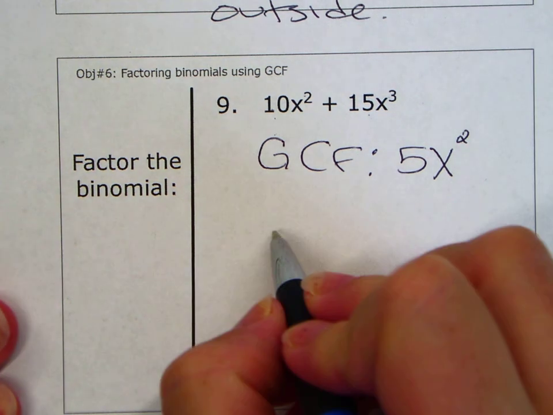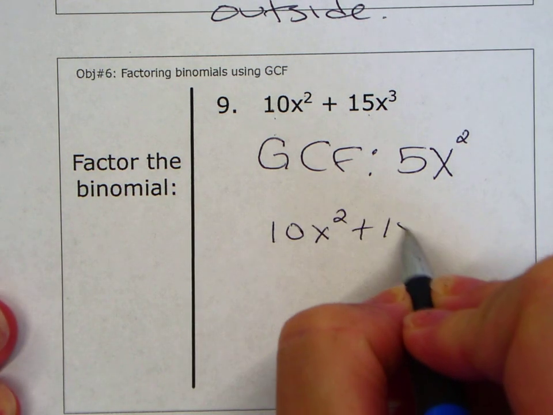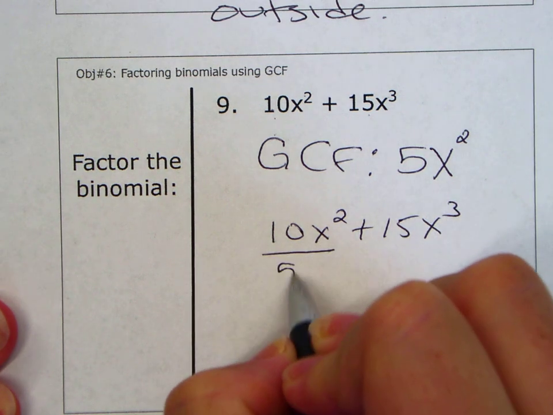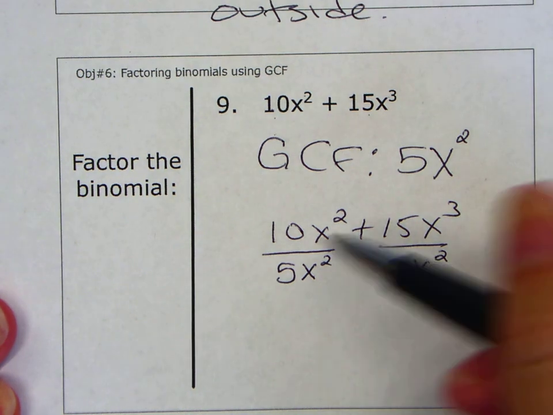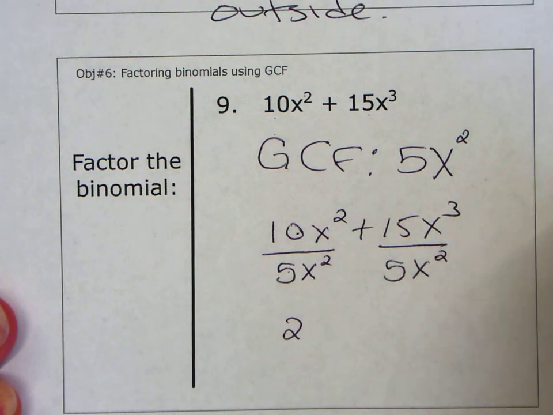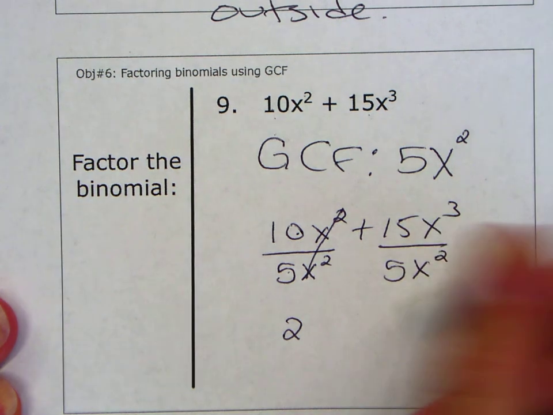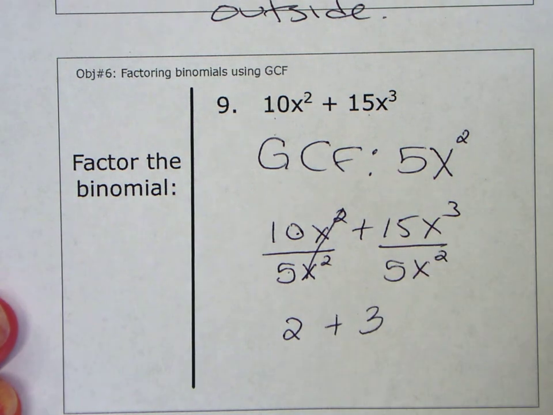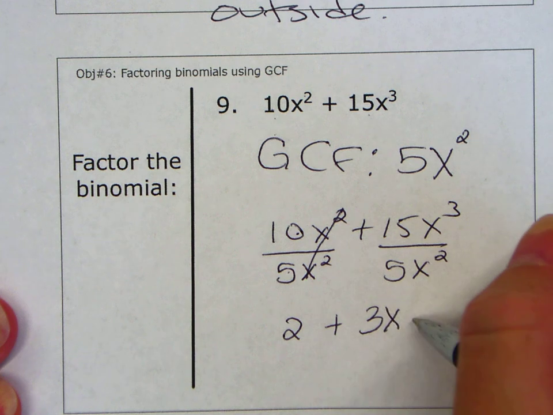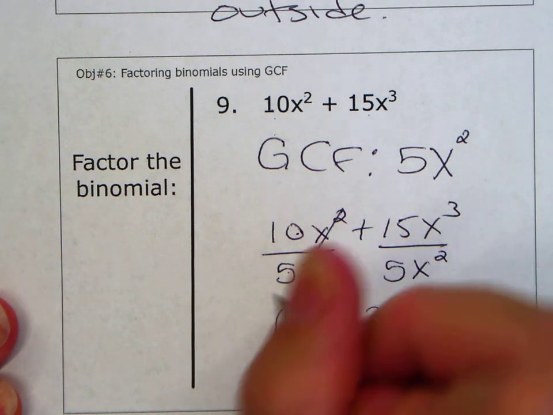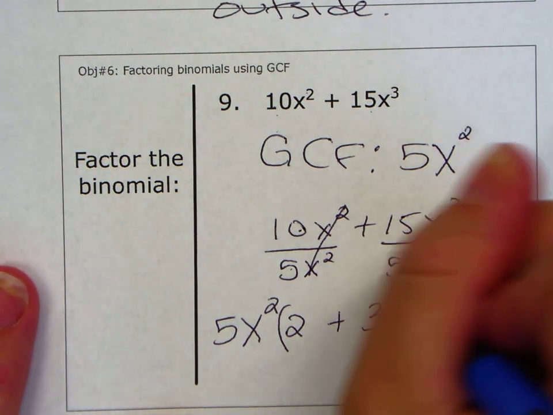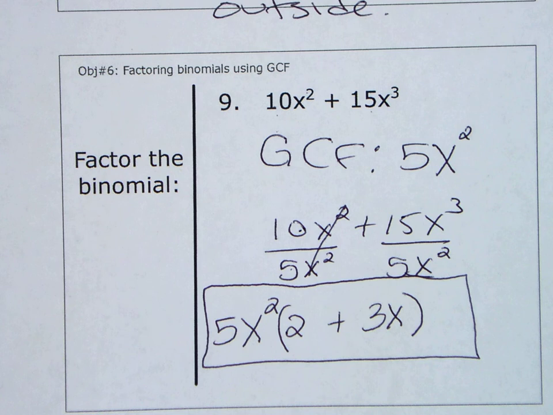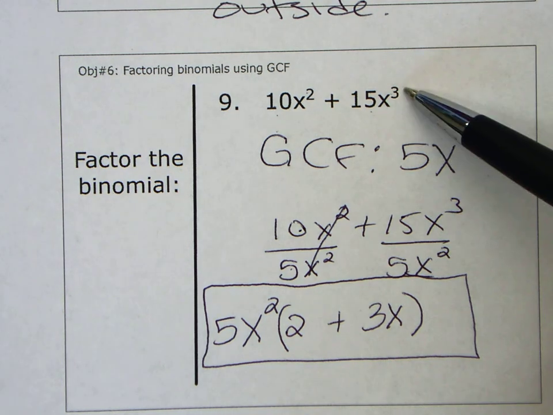Step 2, divide. 10x squared plus 15x to the 3rd over 5x squared. Divide, what happens? 10 divided by 5 is 2. Remember, x squared over x squared cancels out. Plus 3, you get x to the 1st. Parentheses, GCF on the outside. You cannot just divide. I can't divide my age by 2. Oh, I'm 15 again, going back to school. Doesn't work. You divide, then you multiply. This is now written as a product.